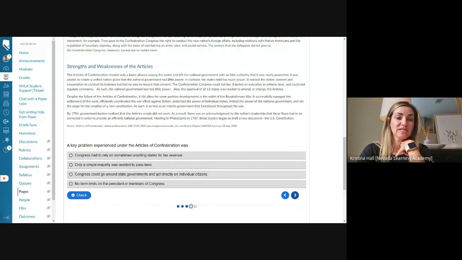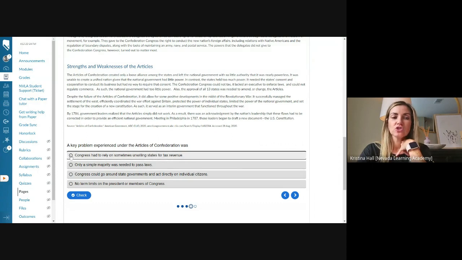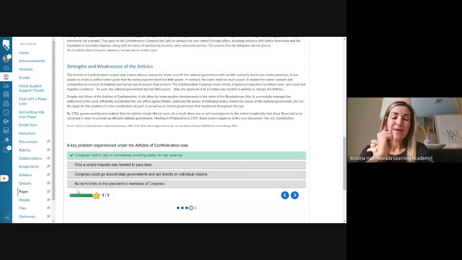A key problem experienced in the Articles of Confederation was Congress had to rely on sometimes unwilling states for tax revenue. So the federal government has to pay for things. They have to pay back debt from the American Revolution. They have to pay for roads. They've got to pay for different things, yet there's no income.